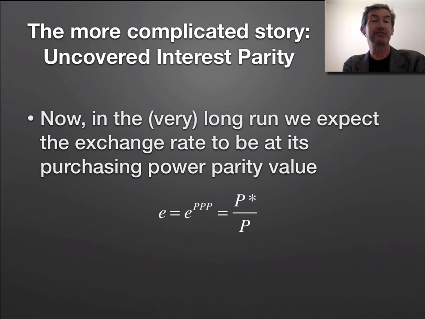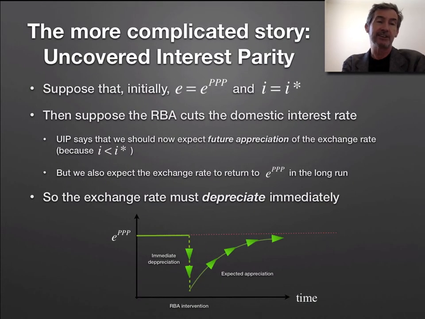If the current exchange rate is below its purchasing power parity value, then we say that the exchange rate is undervalued. We expect that it's going to appreciate. All right, so now let's put these two ideas together. To make things concrete, let's suppose that initially the economy is cruising along with the exchange rate at the purchasing power parity value and domestic and foreign interest rates equal. And then suppose that the Reserve Bank cuts the domestic interest rate.